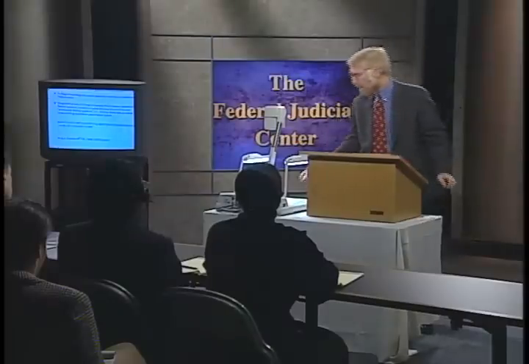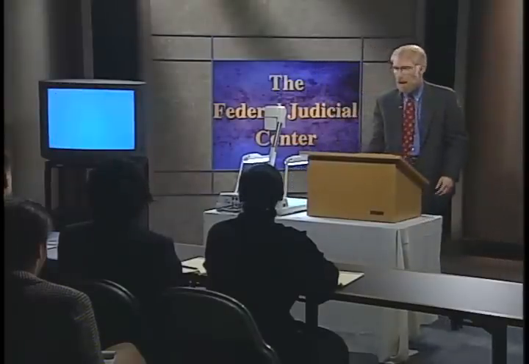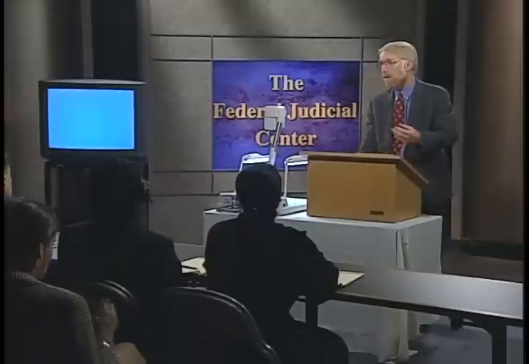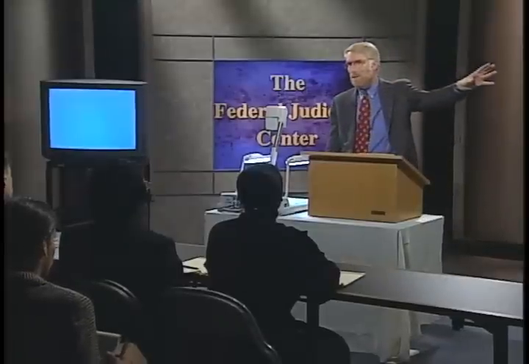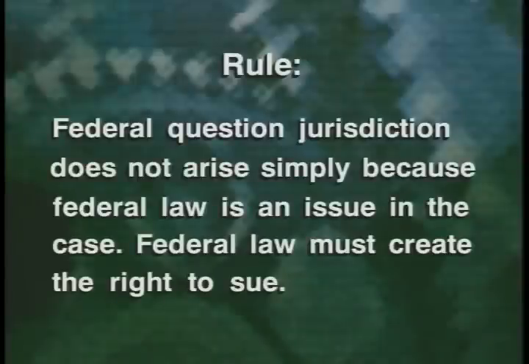So as we end our first area together, on this one, we come up with a simple rule, which is our first terrorist profile. Federal question jurisdiction does not arise simply because federal law is an issue in the case. Federal law must create the right to sue, either expressly or impliedly, either by statute or common law or otherwise.